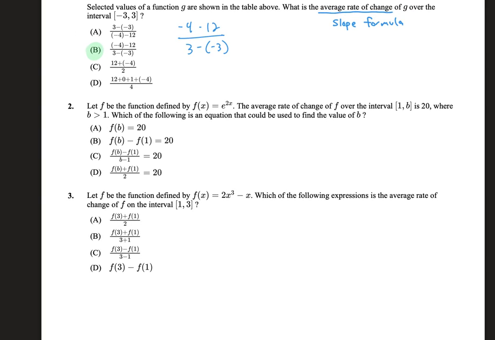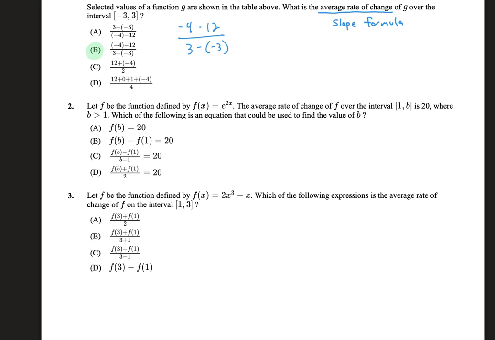Okay, next one they say, let f be the function defined by f of x equals e to the 2x. The average rate of change of f over the interval from 1 to b is 20, where b is greater than 1. Which of the following is an equation that could be used to find the value of b? Okay, so I say we just set it up. Notice all the answer choices, they don't even really use what the function equals, they just use the function notation, the name of the function. So let's set it up.